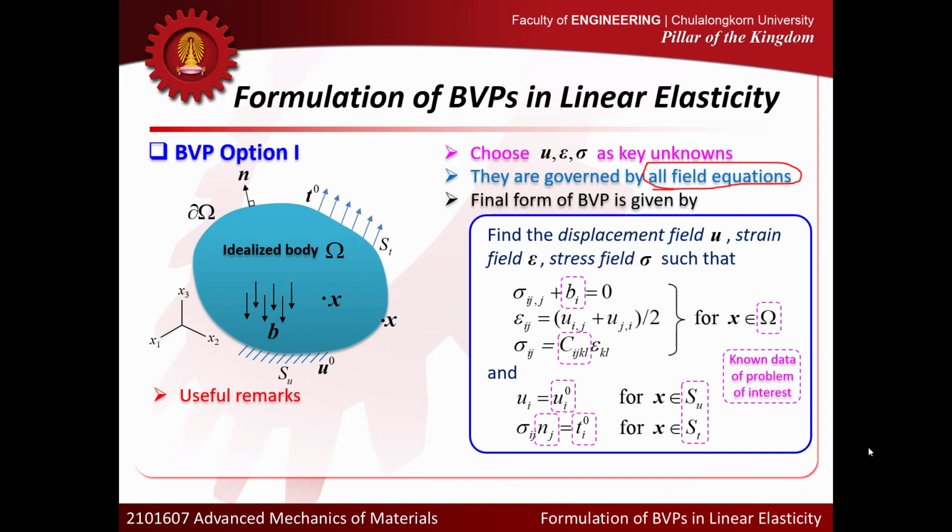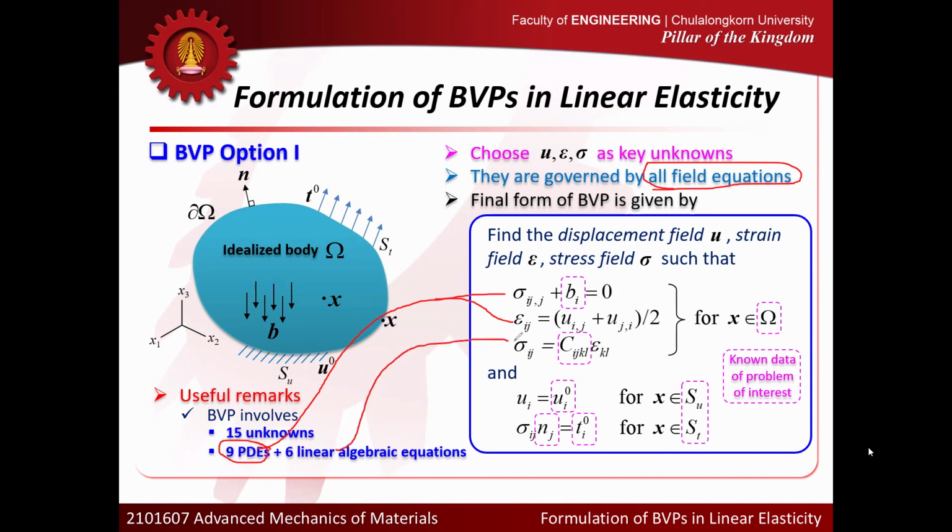I have remarks here. For this kind of boundary value problem, you can see that the boundary value problem that we formulated here involves 15 unknowns. We have 9 partial differential equations and 6 linear algebraic equations. Can you tell me what the 9 partial differential equations are? That is that one and that one. These two sets of equations combine and you get 9 partial differential equations, right? And that one is simply 6 linear algebraic equations, right? So you have to deal with 15 equations, sorry. Okay.